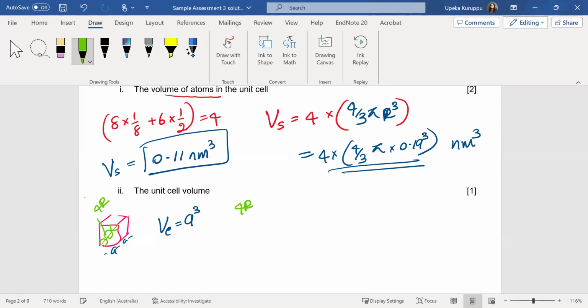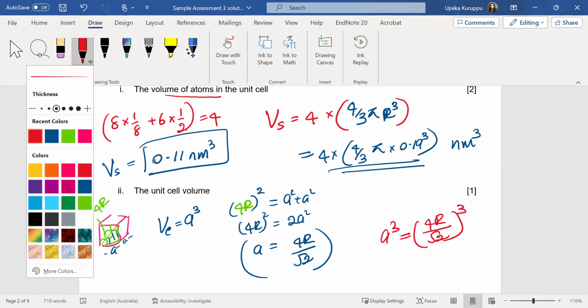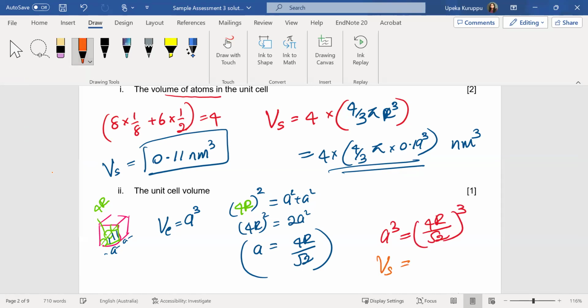If you apply Pythagoras theorem for this triangle here, 4r squared is equal to a squared plus a squared, isn't it? So that will be 2a squared equals 4r squared. So a is equal to 4r over root 2. So you know this, so you can find a cubed. So a cubed is equal to 4r over root 2 to the power 3. So that will be your Vc. Can you find me Vc as well, please? Sorry, Vc, volume of the cube.